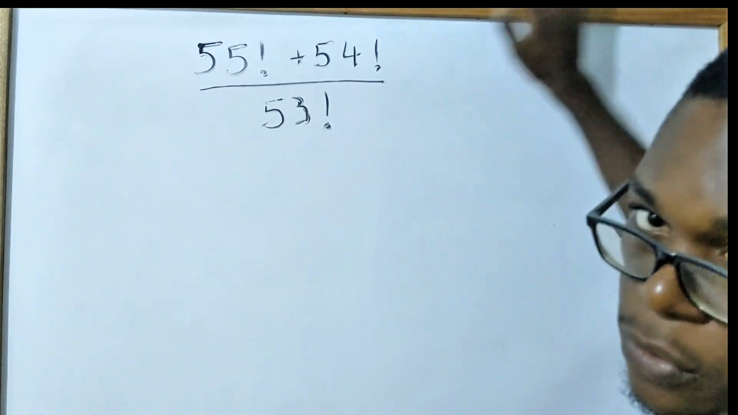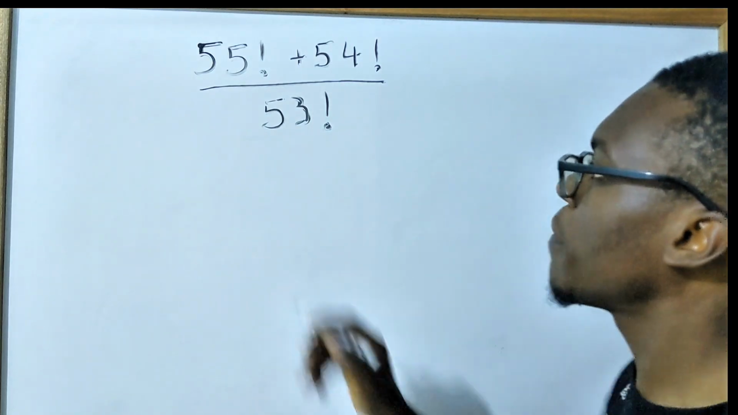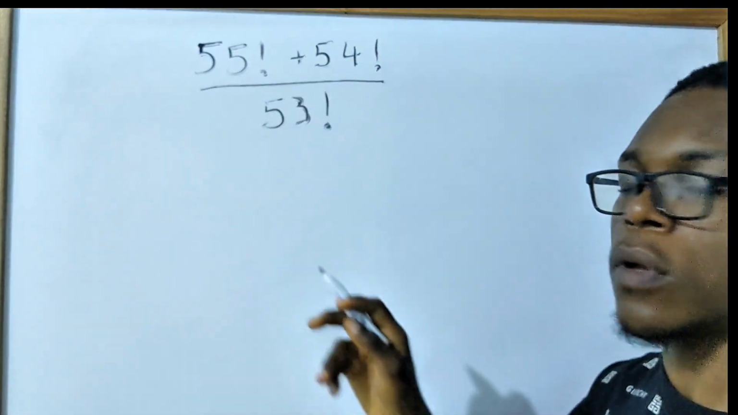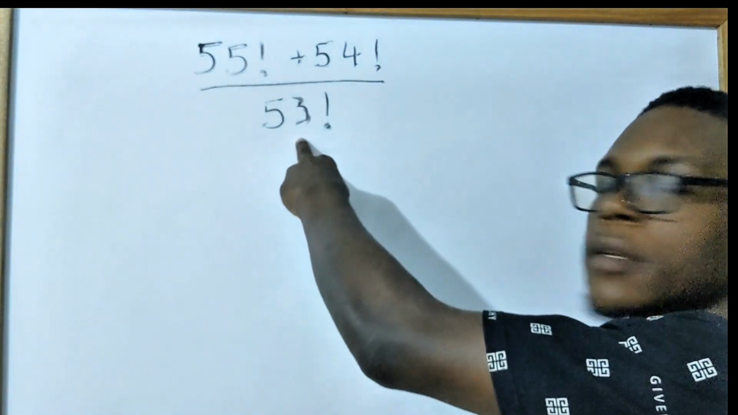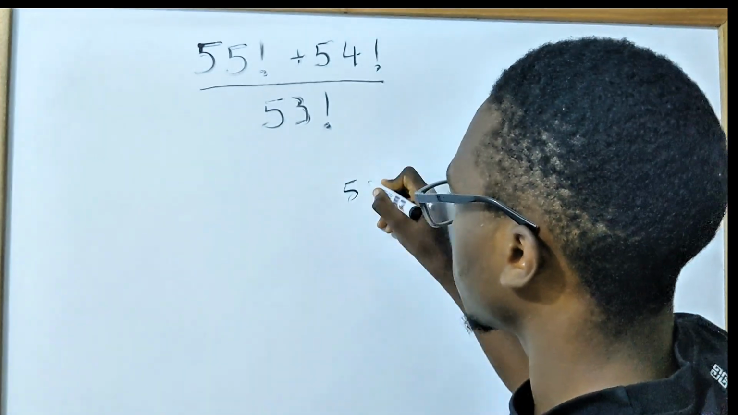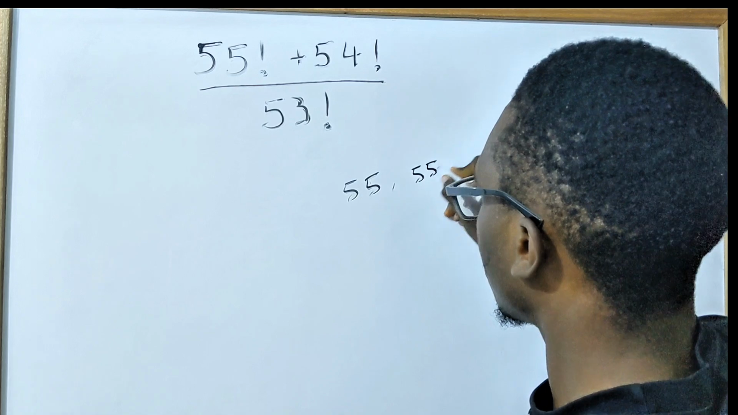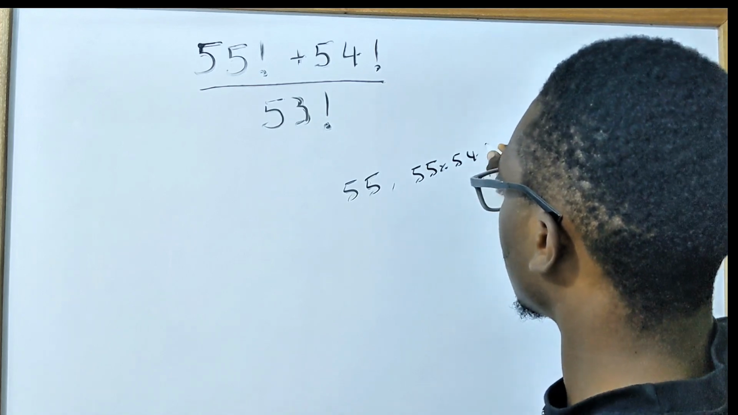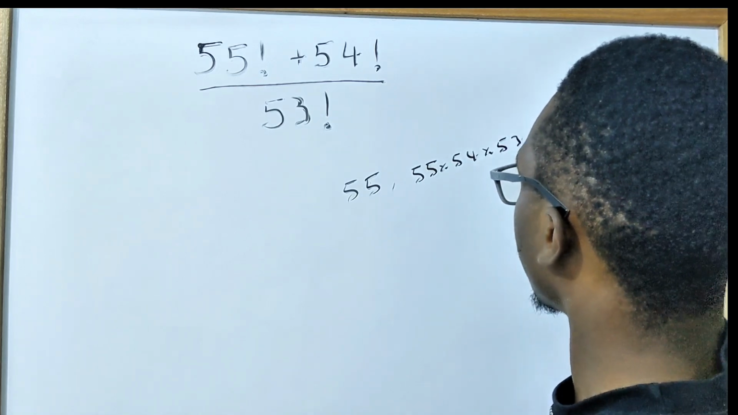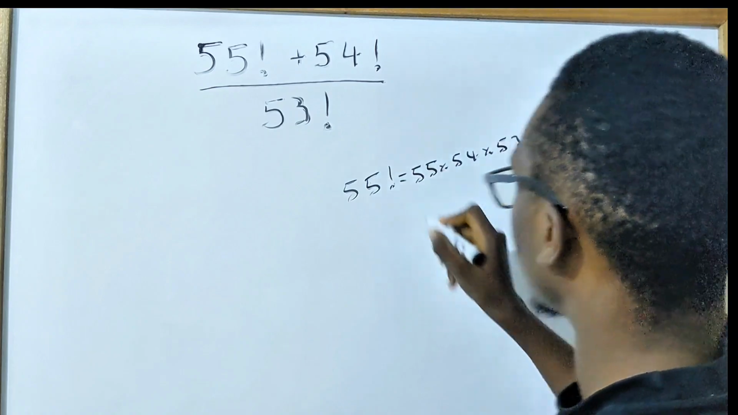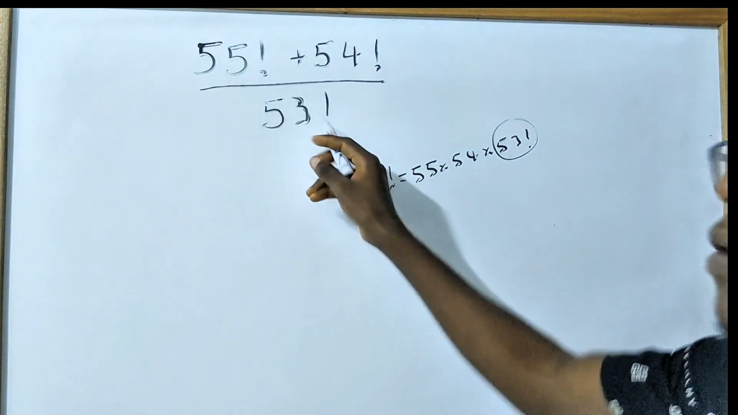Let's solve this using that same principle. We have 55 factorial plus 54 factorial, all divided by 53 factorial. We can express 55 factorial as 55 times 54 times 53 factorial.